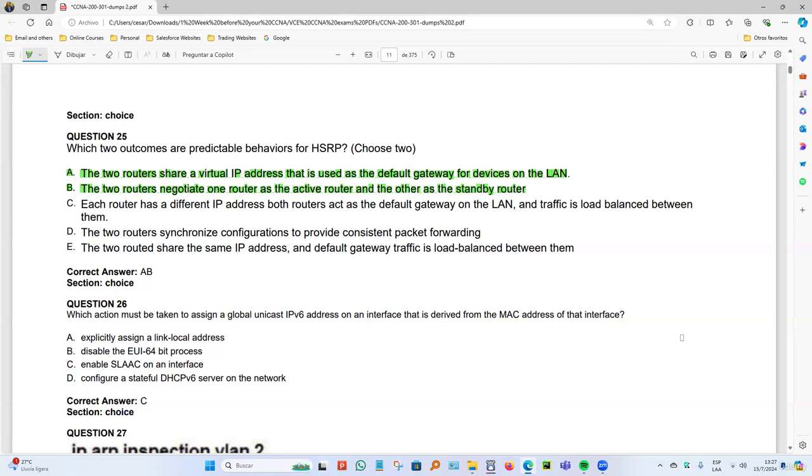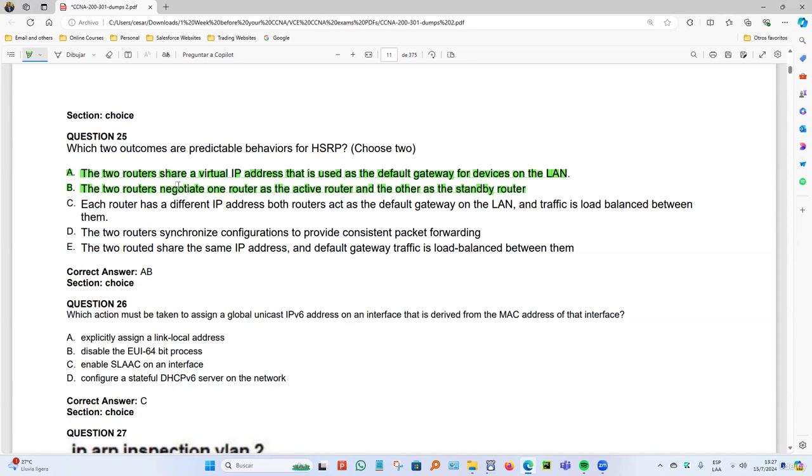When we're working along with HSRP, just remember this. One of the functions that HSRP does is that the two routers negotiate, one router as the active router and the other as the standby router. And the other function is that the two routers share a virtual IP address that is used as the default gateway for devices on the LAN.